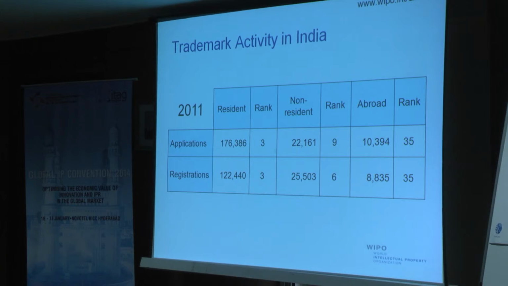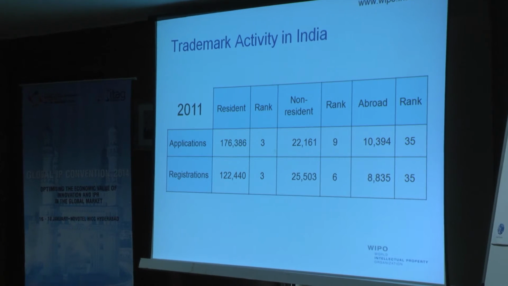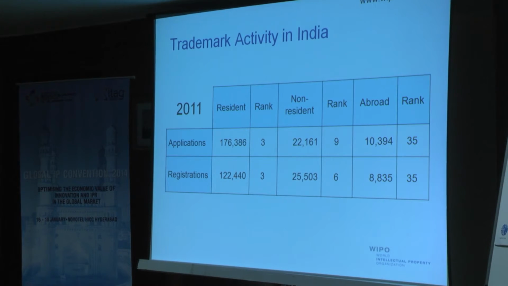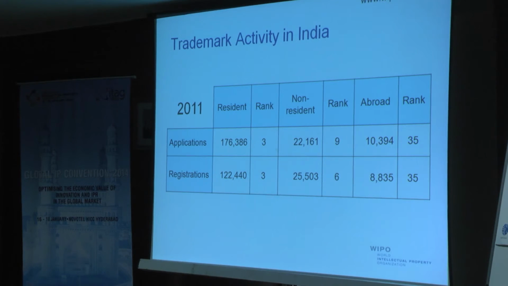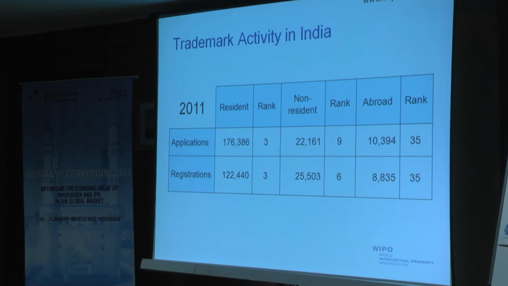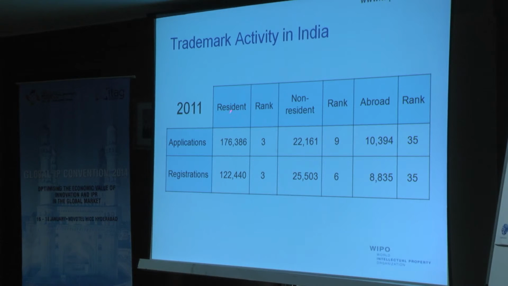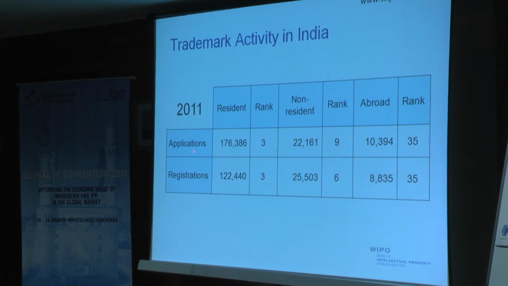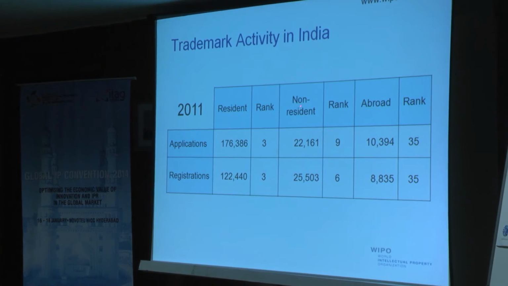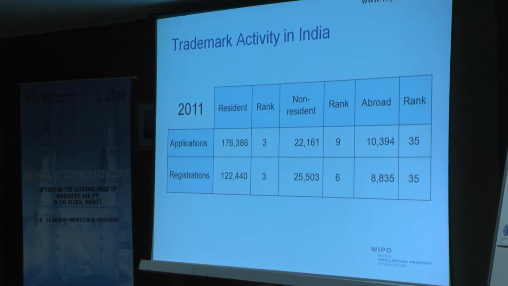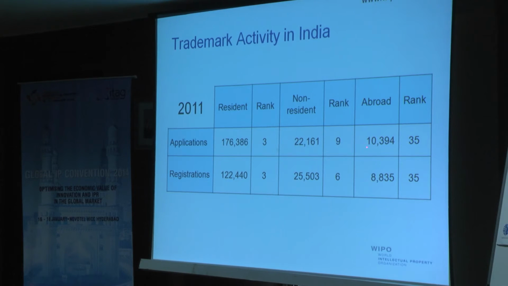I took this out of one of our publications that does country profiles. In other words, WIPO collects data not only from India, but other countries that report about where Indians have filed. So 2011 is the most recent year. And we're dealing with resident applications, and applications and registrations. Those that are resident to India, those that are non-resident to India, and those Indians that go abroad.